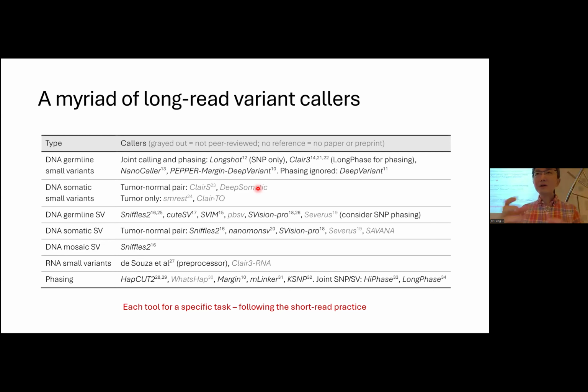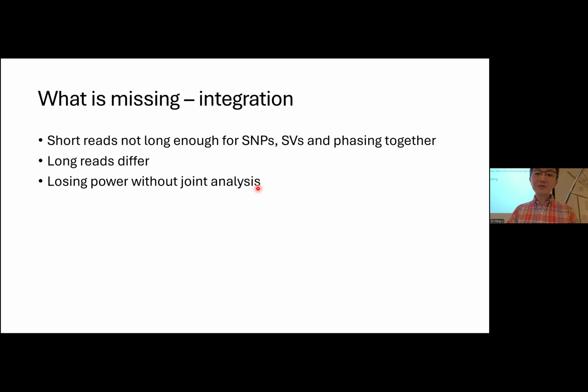You think about why people do it this way: it's because of the short-read world, where these are separate. They are separate because you need a separate algorithm to tackle each class, the small variants and the structural variants. You need very different algorithms to find them. And also the phasing. Short reads don't have phasing, and so you need other tools to do the phasing, but that is probably separate. They are not connected.